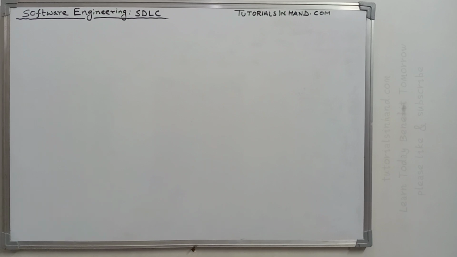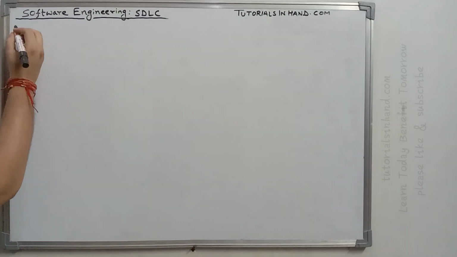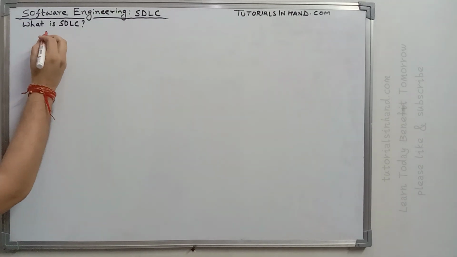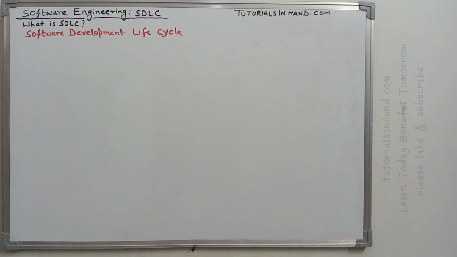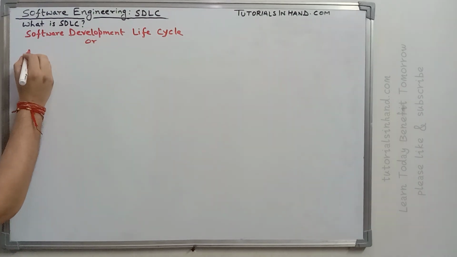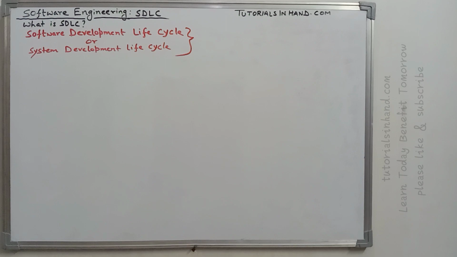In this video tutorial, we are going to learn about an important concept in software engineering, and that is SDLC. So what is SDLC? SDLC is popularly known as Software Development Life Cycle, or it is also known as System Development Life Cycle. In different books, you will hear these terms interchangeably, so don't get confused.